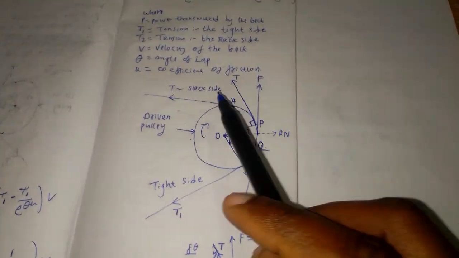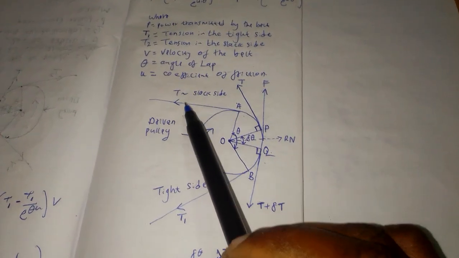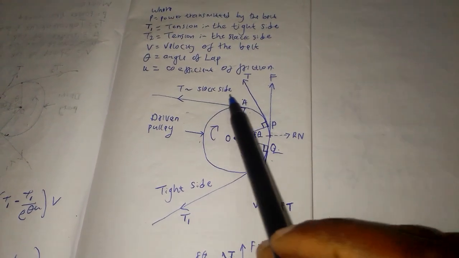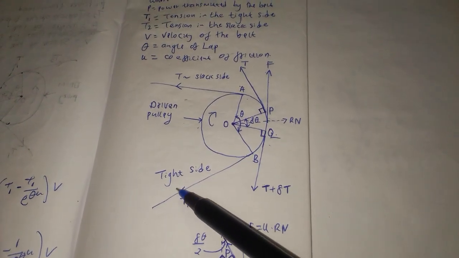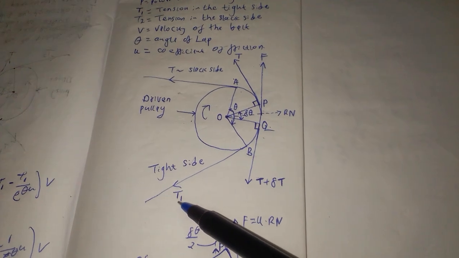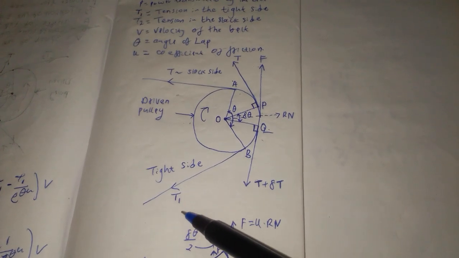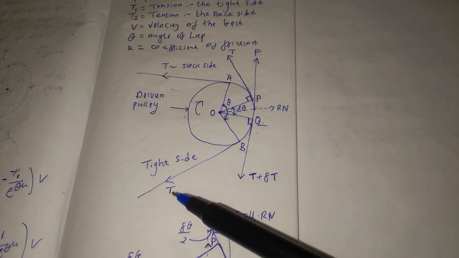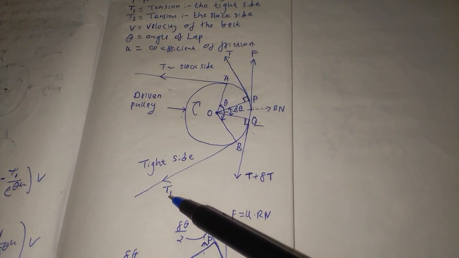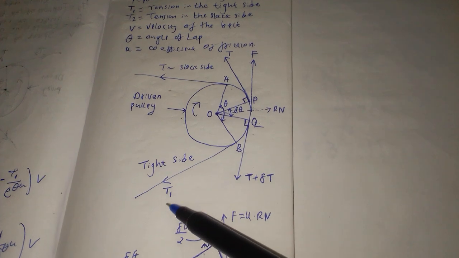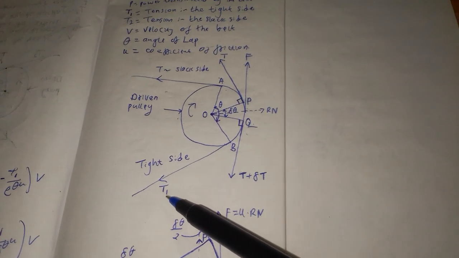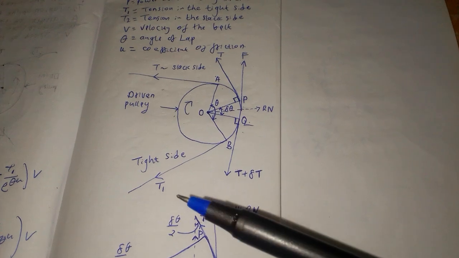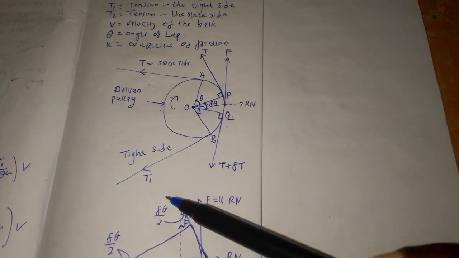Now, considering this diagram, on the top side we have T2, which is the tension in newtons in the slack side, and at the bottom we have T1, which is the tension at the tight side of the belt, also in newtons.